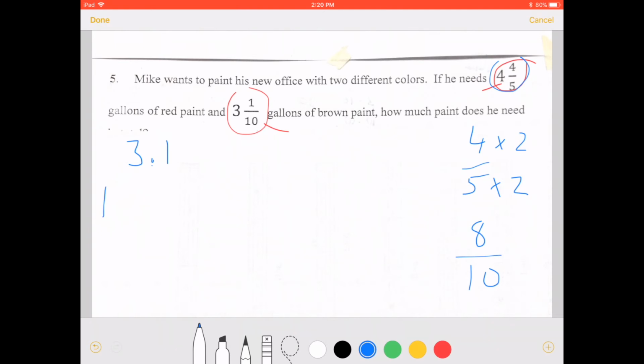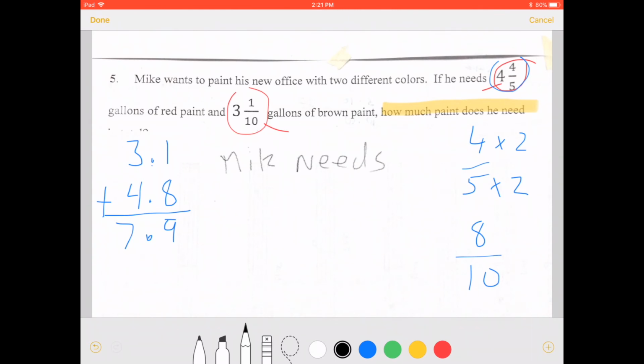3 1/10 plus 4 8/10, which would be 7 9/10. Whenever you're doing a word problem, it's always good to keep in mind what the question is. How much paint does he need? I would say, Mike needs 7 9/10 gallons.